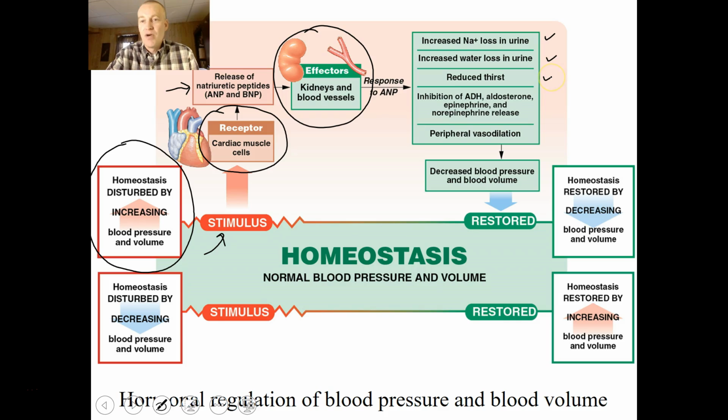The brain will respond by decreasing thirst. There will be an inhibition of antidiuretic hormone, aldosterone, epinephrine, and norepinephrine. And there will also be peripheral vasodilation. All of those things are in response to the release of ANP, or the natriuretic peptides or peptide hormones. So all of these activities will decrease blood volume and blood pressure.